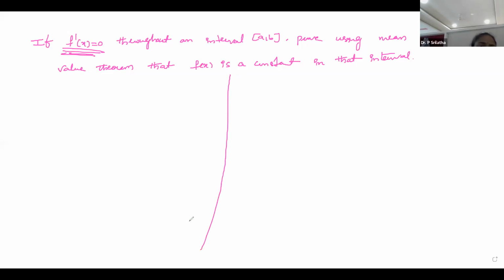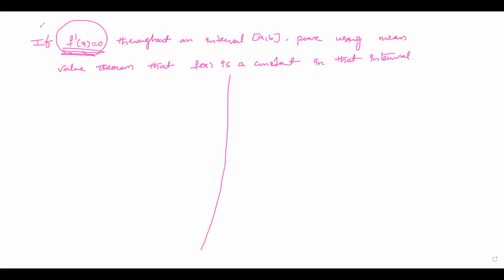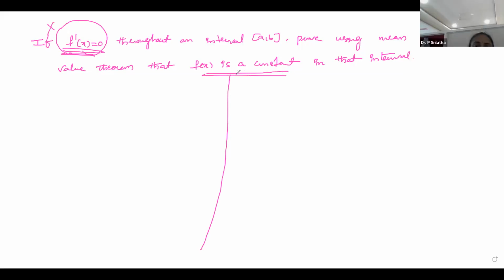So that means f dash of x exists in open interval a comma b. So f dash of x is nothing but 0. They mention it, but even if they had not mentioned it, we know that f of x is a constant means f dash of x is 0, because we know that constant differentiation is 0, right? So f dash of x is 0.